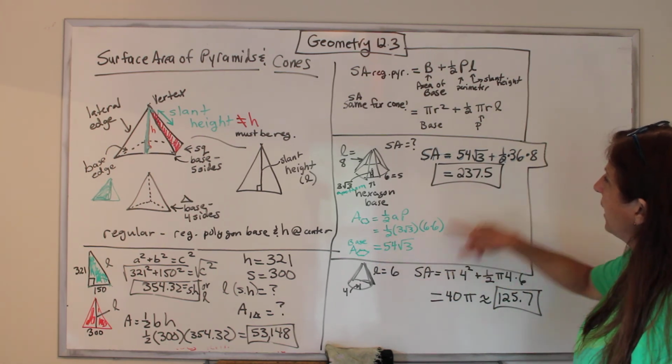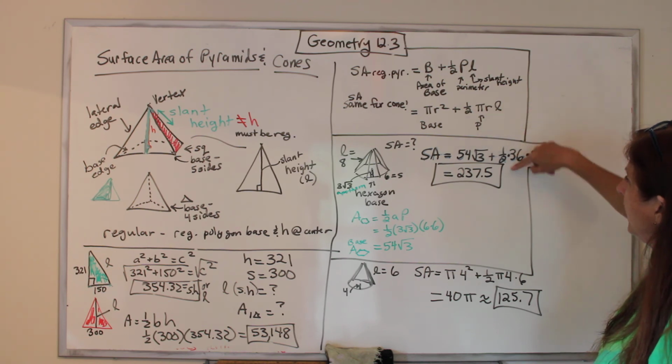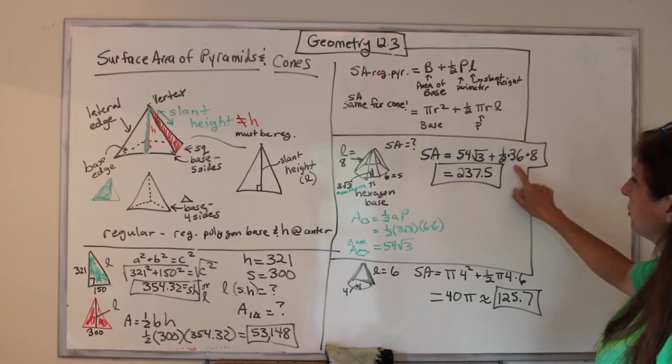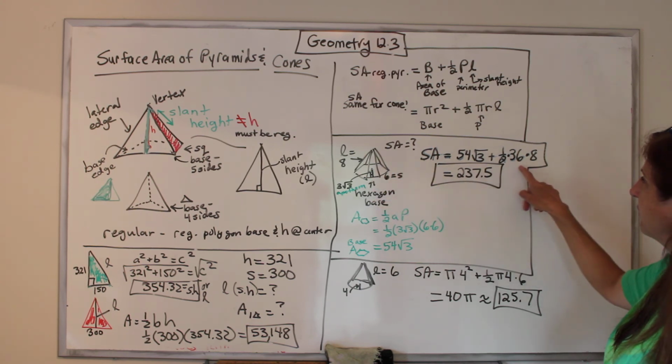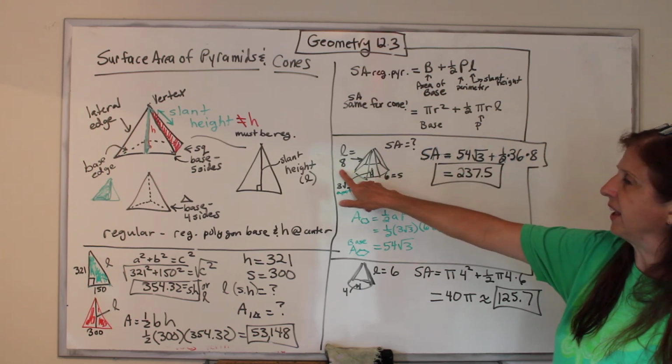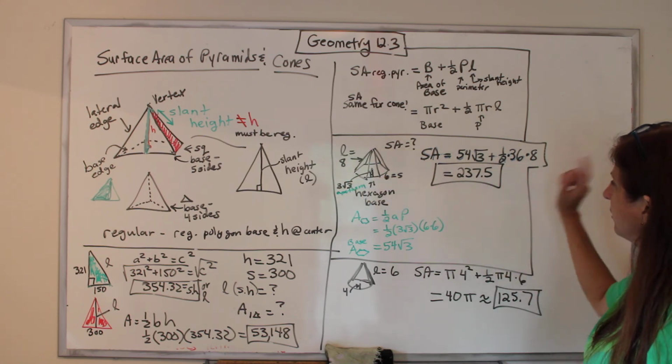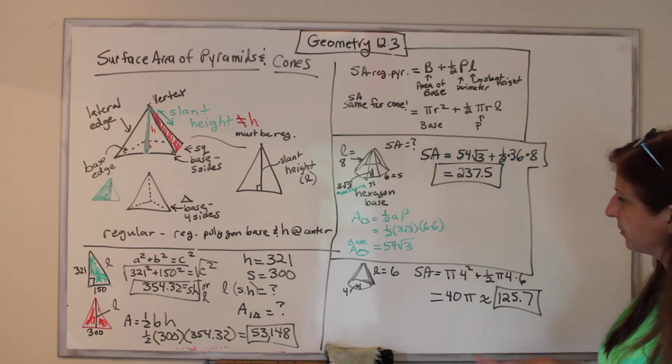Okay, so this is the area of the base plus 1/2 times the perimeter. We already said the perimeter is 6 times 6 because there are 6 sides and there's 6 each, times the slant height, and they gave us the slant height as 8. Put it all in your calculator. Whoop, there it is. More fun with sound effects.